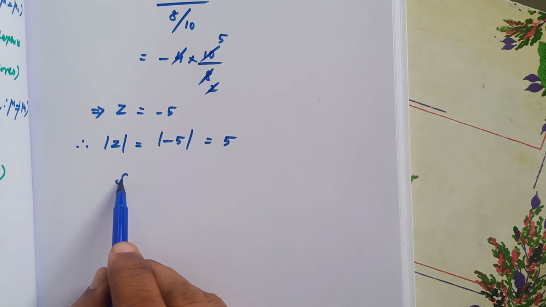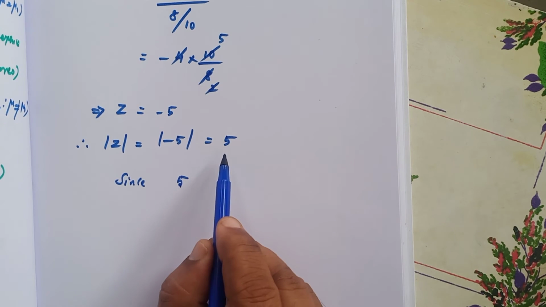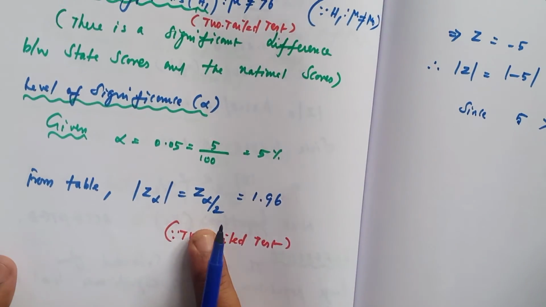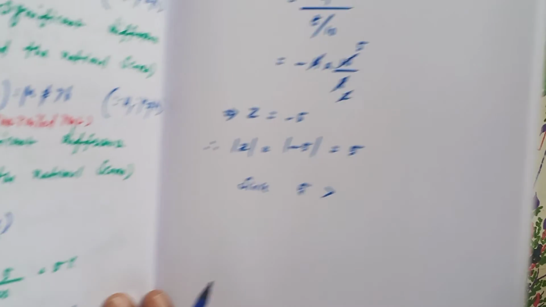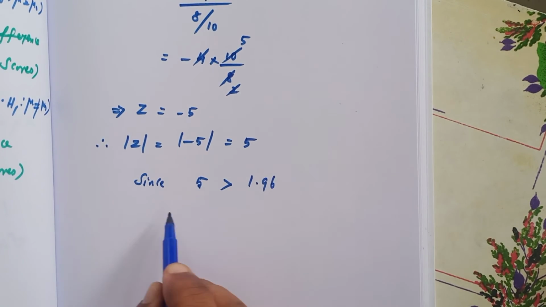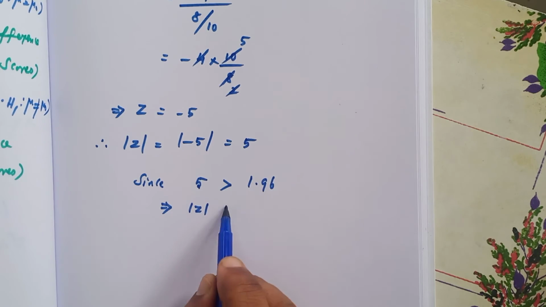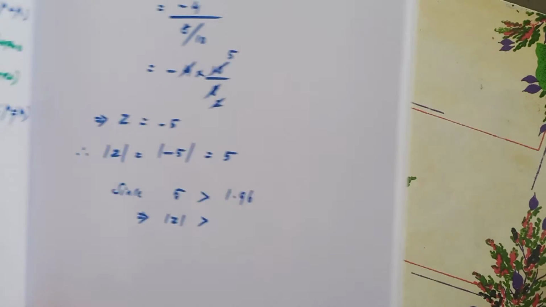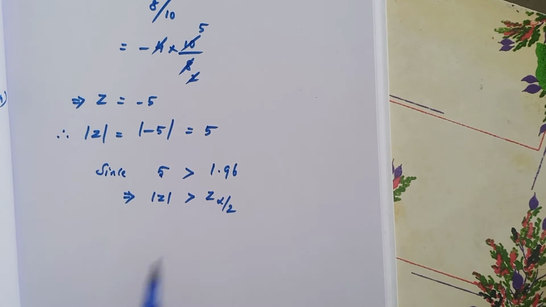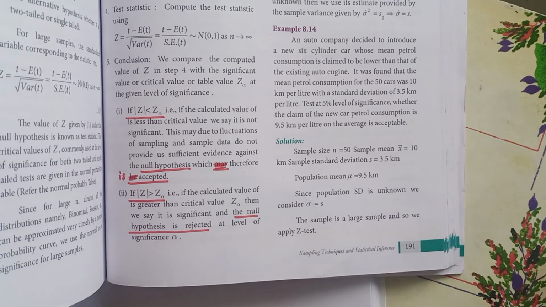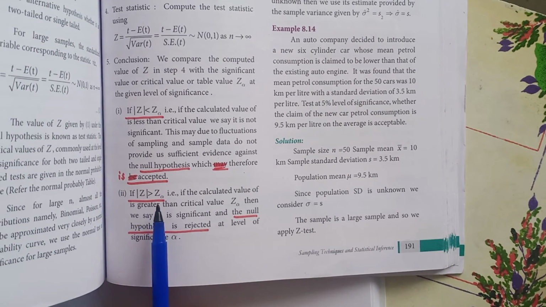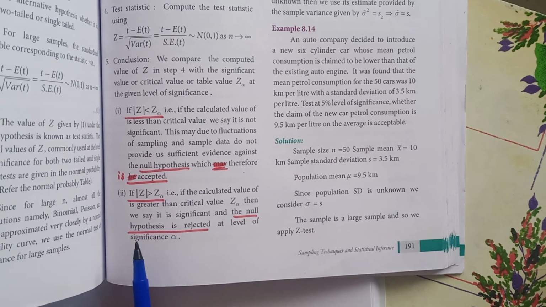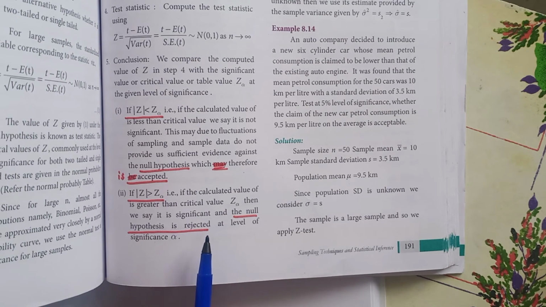Since 5 is greater than Z alpha by 2. What is the value of Z alpha by 2? 1.96, which is the value of Z alpha by 2 from the table. We know that if modulus of Z is greater than Z alpha or Z alpha by 2, the null hypothesis is rejected.